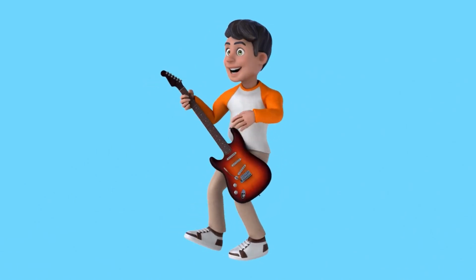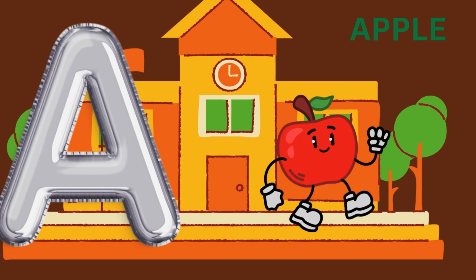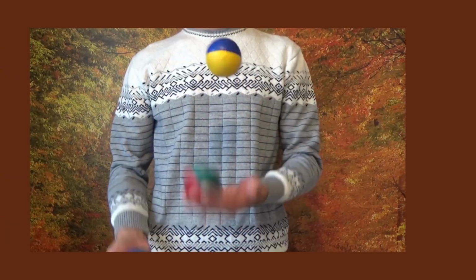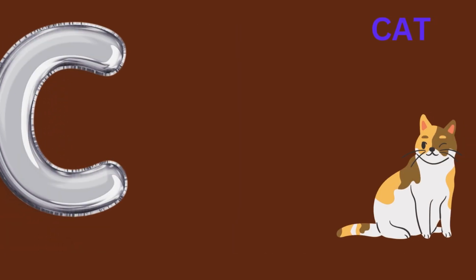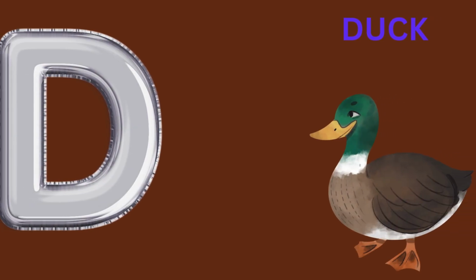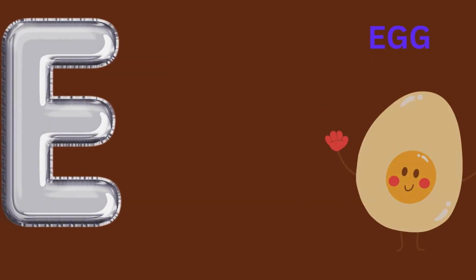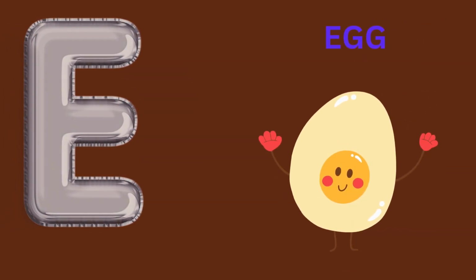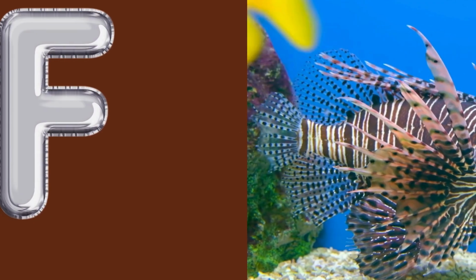Ukulele, mama. A is for apple, juicy and red. B is for ball, bounce it on your head. C is for cat, purring so sweet. D is for duck, waddling on feet. E is for egg, cracking with a pop. F is for fish, swim to the top.